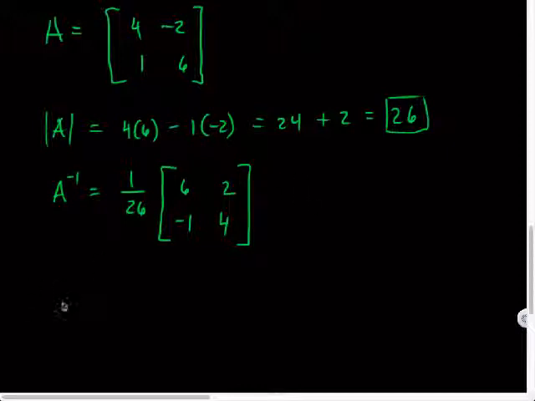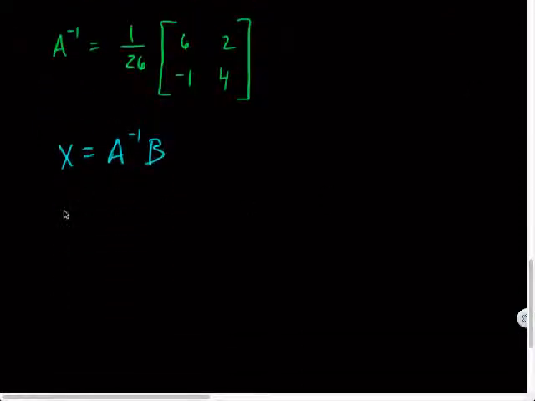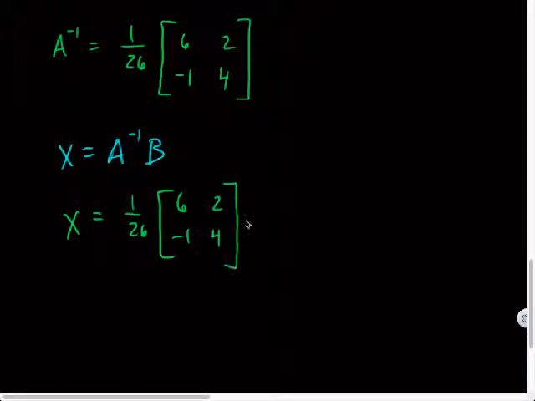Part 2, I'm claiming, according to our little formula, that X is equal to A inverse B. All right, so let's actually do this part. So matrix X is equal to this A inverse, 1/26 times 6, -1, 4, multiplied by matrix B, which is the 2 by 1, which was what, 16, 17 was it? If I recall correctly.